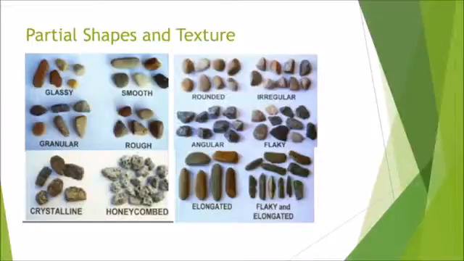Particle shapes and textures of aggregates affect the overall packing of aggregates and the workability of the concrete. The texture of the shape mainly comes into play when looking at the water-cement ratio. For example, a honeycombed, elongated aggregate would require more cement paste to fill the void.